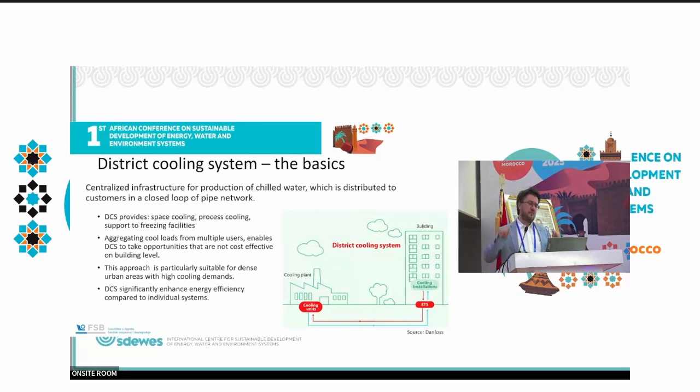So at the beginning, maybe I should have started with this, but let's just see district cooling systems, the basics. We can define it as a centralized infrastructure. We are producing some kind of, in this case, chilled water, and we distribute it to different consumers in the system. Some of the main benefits we already mentioned: increased efficiency, increased flexibility, especially in urban areas that have a high density or a high need for cooling energy.